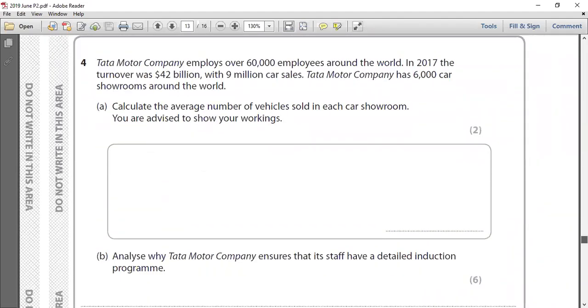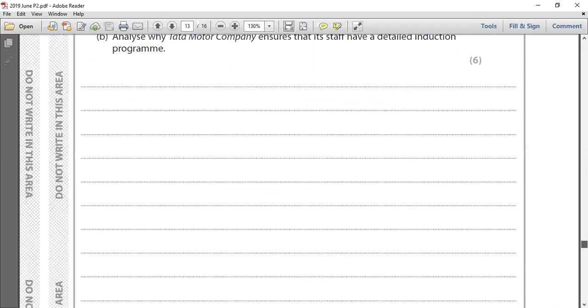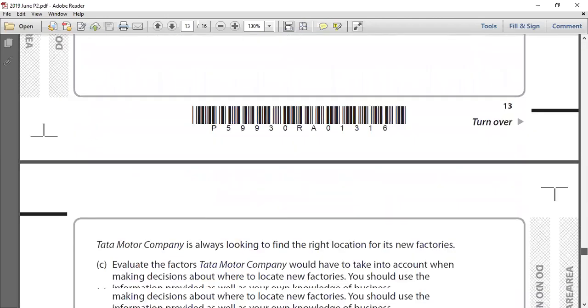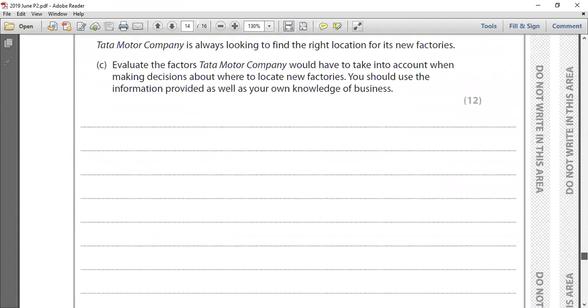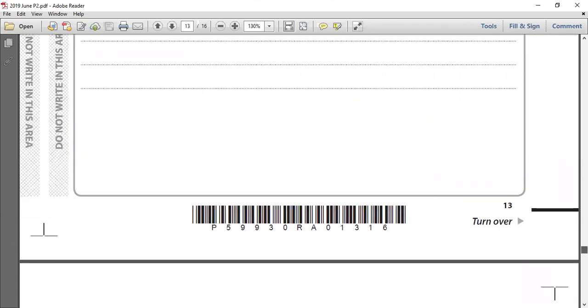Therefore, you can see the first question is a 2 marker, and then second part, 4B, is a 6 marker. So 2 plus 6 is 8. Then the last question is a 12 marker. 8 plus 12 is 20. Okay, so I want to start this answer.